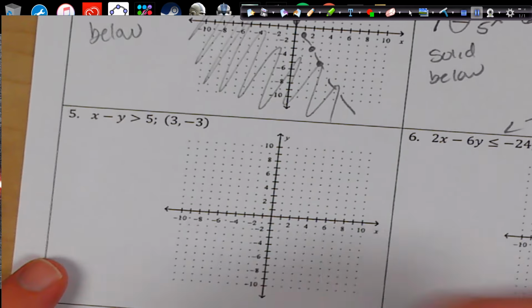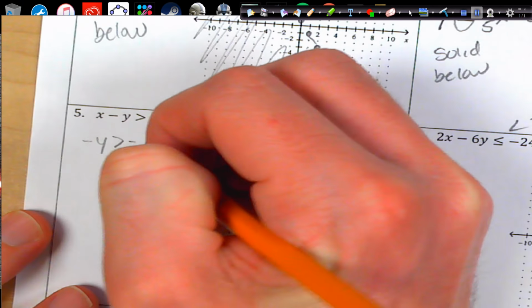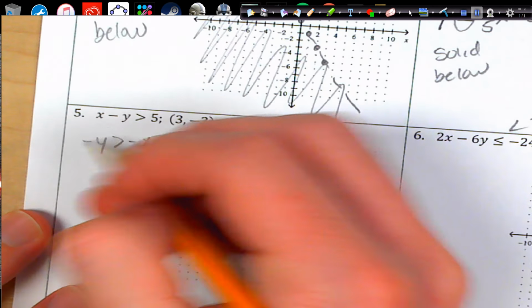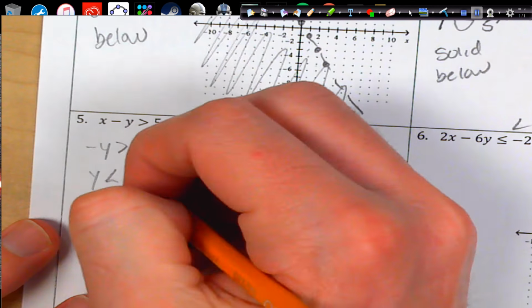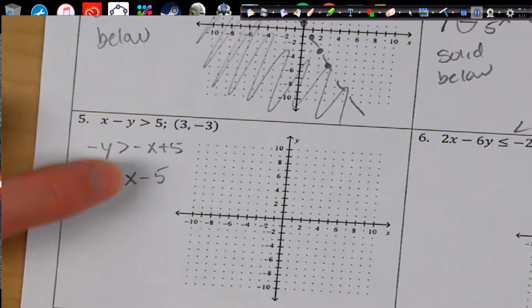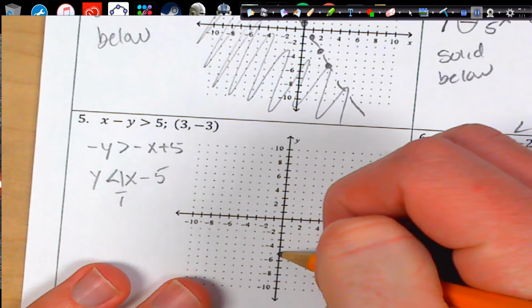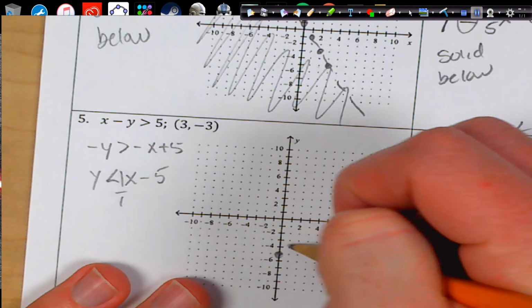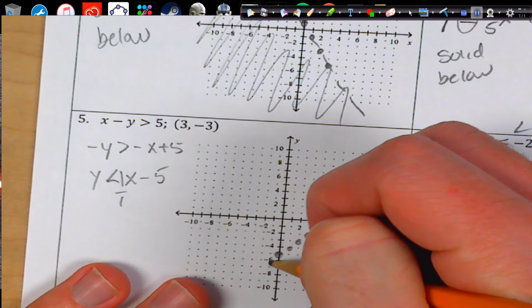Alright, over here we're going to subtract the x. So we get negative y is greater than negative x plus 5. We have to divide the negative 1 out, which is going to switch our inequality sign and change all these signs. And when you don't see a number in front of the x, it just means the slope is 1. So I'm going to write 1 over 1. We start at negative 5, and then we go up 1 over 1. It's going to go on the diagonal, just like that.